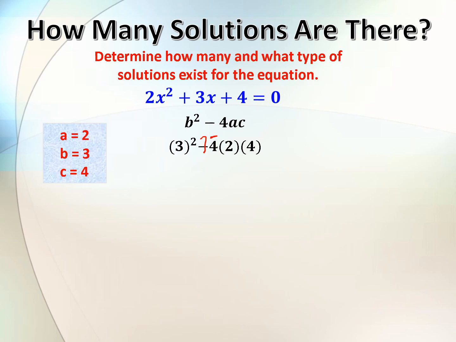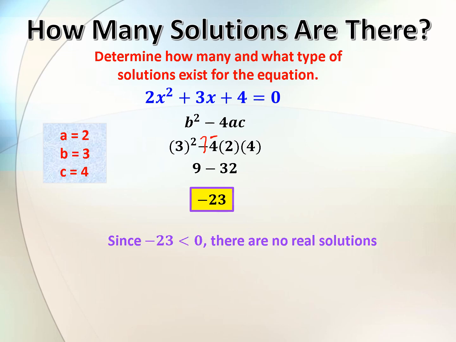So 3 squared is 9. Negative 4 times 2 is negative 8. Negative 8 times 4 is negative 32. So that ends up being 9 minus 32. Well, 9 minus 32 is negative 23. So my discriminant is negative 23.